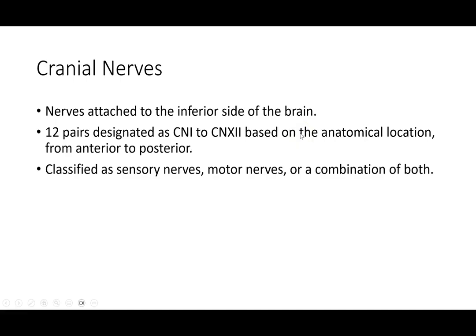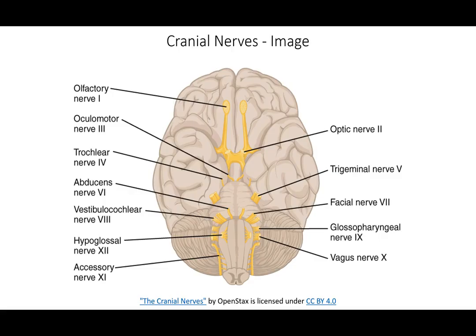All right. So we're focused on cranial nerves here in this video. These are nerves, again, attached to the inferior side of the brain. There are 12 pairs of them based on their anatomical location from anterior to posterior. That's how they're numbered. And these are classified as either a sensory nerve, a motor nerve, or some combination of both, depending on exactly which nerve we're looking at. You're learning just a few of these in lab. That was previous material from last week. But there are more than what we're covering in lab. So here is that inferior view of the brain.